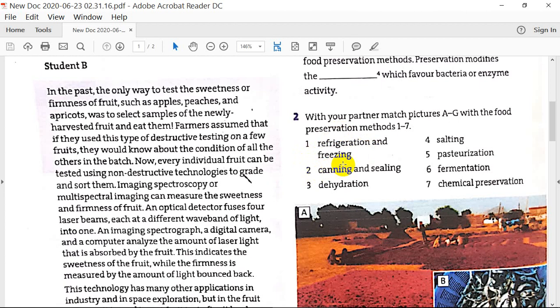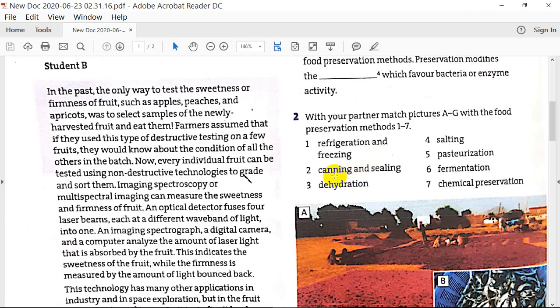Number one, refrigeration and freezing. From the word freezer, from the word refrigerator, we understand that this is the verb of the word refrigerator, meaning the place where we can keep something cool or cold. Freezing means cool or cold, like when you keep your ice cream frozen. You can use the machine, a refrigerator, to keep something cool or cold, like ice cream or ice.